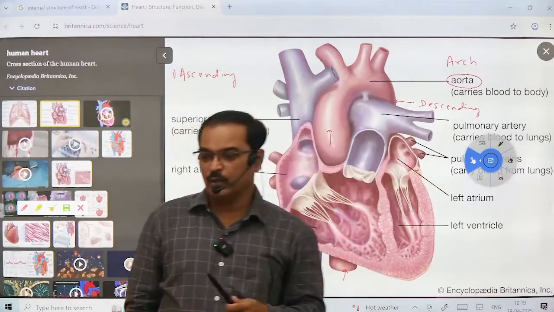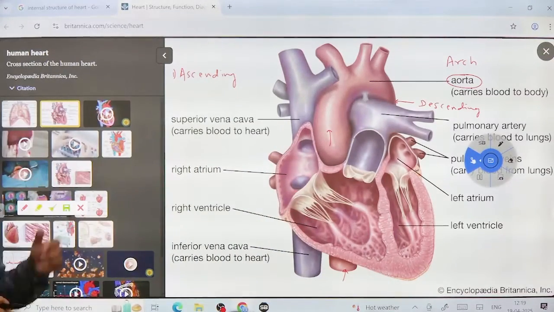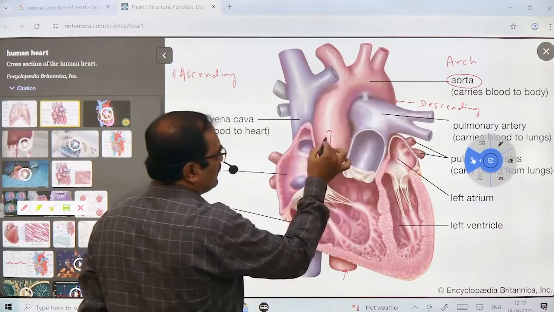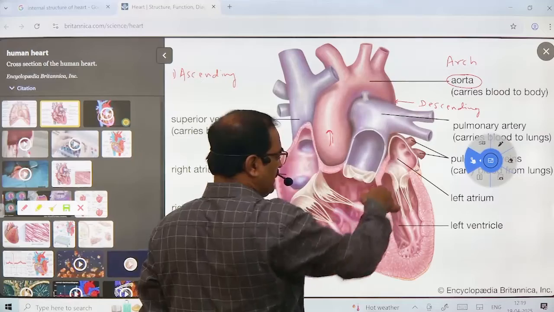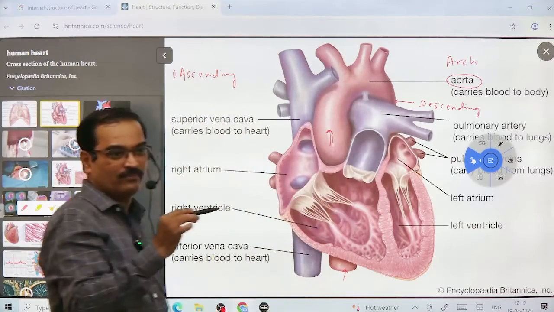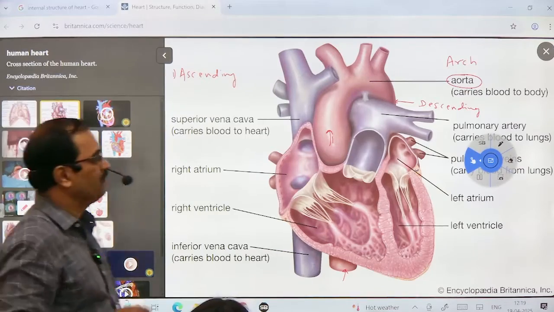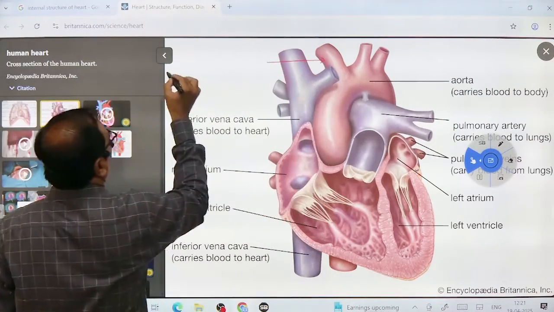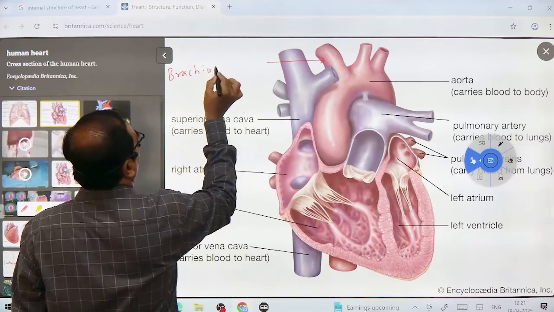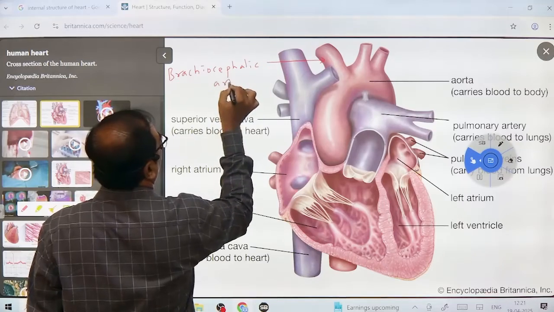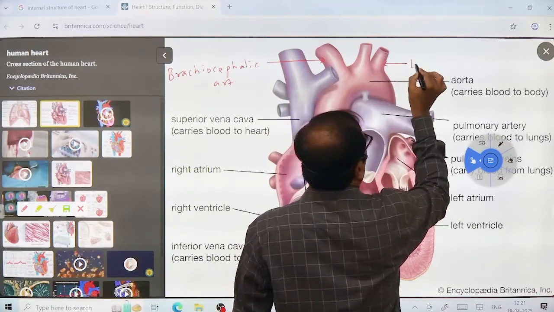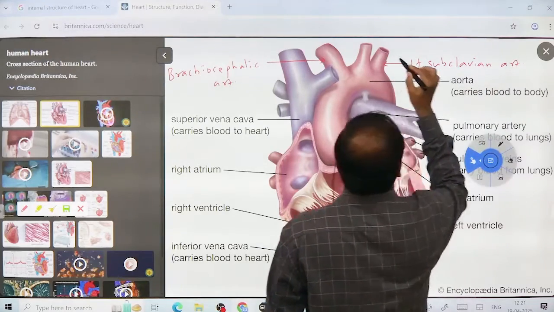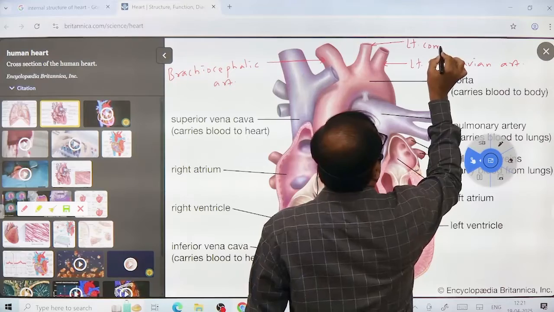Next, arch of aorta gives three branches. These three branches arise from which part? See, one second. This is called aorta, right? This is ascending, and this is descending. So these three branches arise from arch of aorta, not from ascending or descending. Arch of aorta gives three branches. See what is first. This is called brachiocephalic artery. It is left subclavian artery. It is left common carotid artery.